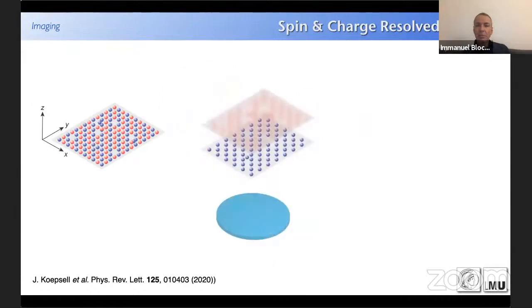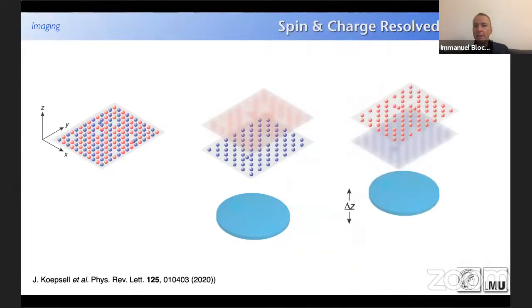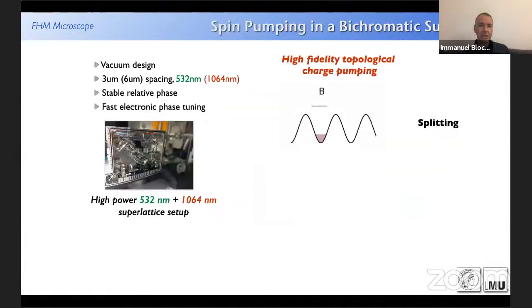Now you do this splitting, and now you move your lens into focus with the lower plane, you take a photo. Then you move your lens into focus with the upper plane and take a photo, and now you get a photo of the spin ups. And then you can put them both together and get a full image of the spin and charge distribution of your system, like a single snapshot.